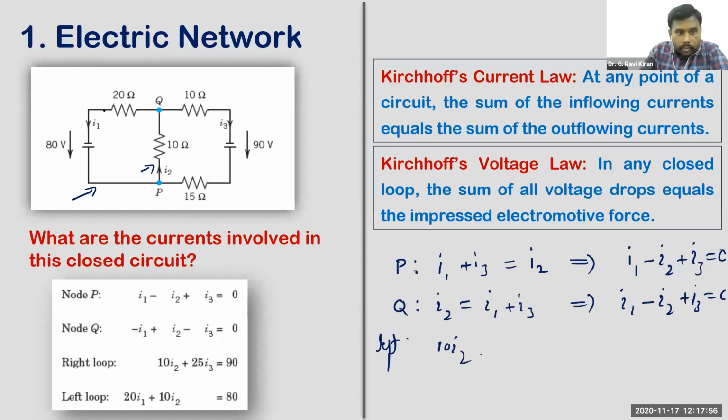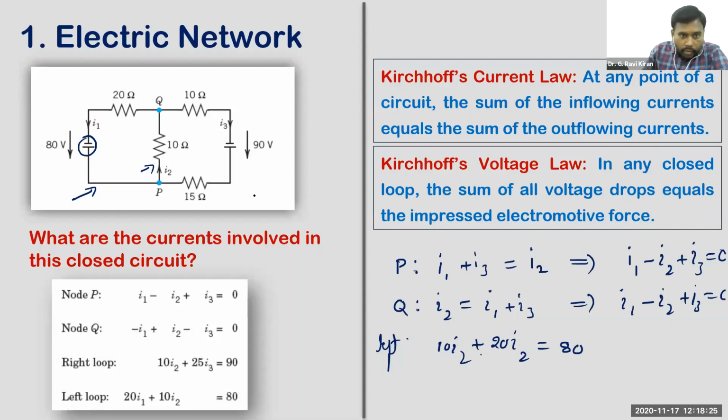Then see, there is one more resistor here, 20, and how much current is passing through this? It is I1. Then that's how you see in the left loop, you can see 10 I2 plus 20 I1 is equal to, see how much electromotive force is there here in the left loop? It is 80 volts. So this must be equal to 80. So in the left loop, this is one equation you will get.